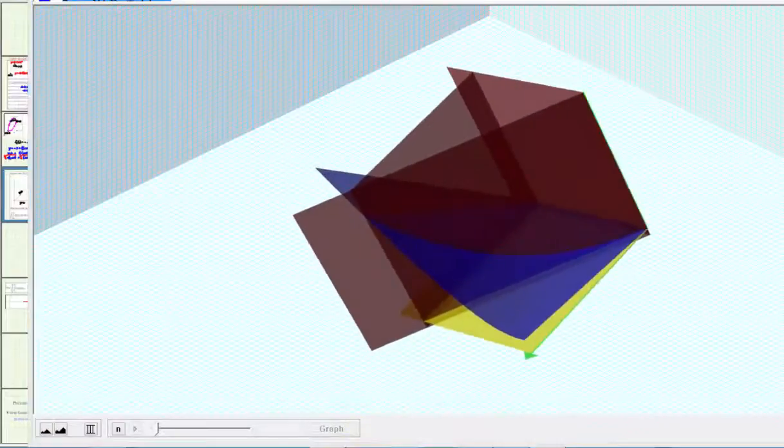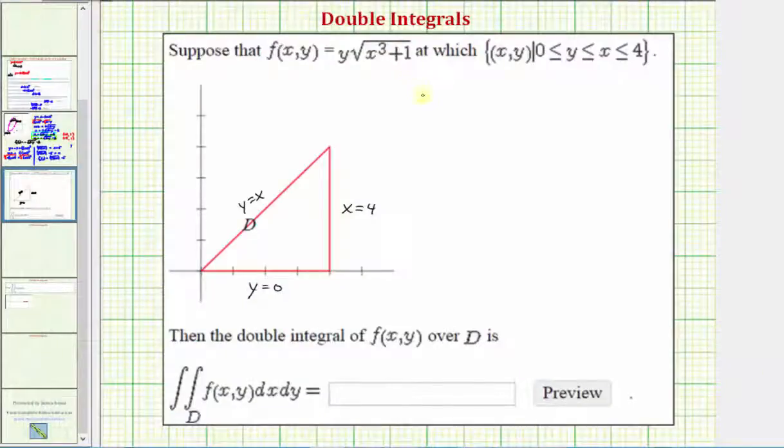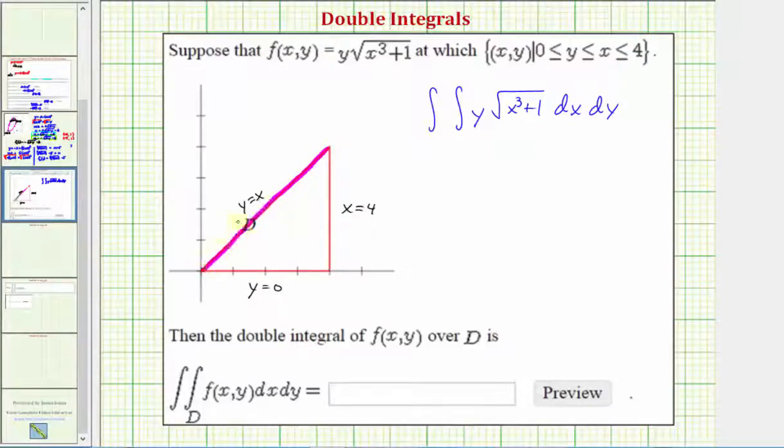So going back to our work, let's begin by setting up the double integral. So the integrand function is y times the square root of the quantity x cubed plus 1. The given double integral has us integrating with respect to x first, then with respect to y. Because we integrate with respect to x first, we're integrating from left to right along the coordinate plane. So notice how the left boundary is going to be here along the line y equals x. The right boundary is going to be here, x equals 4.